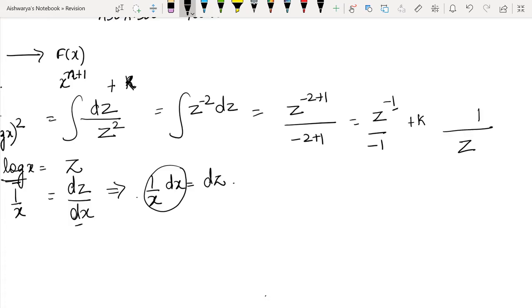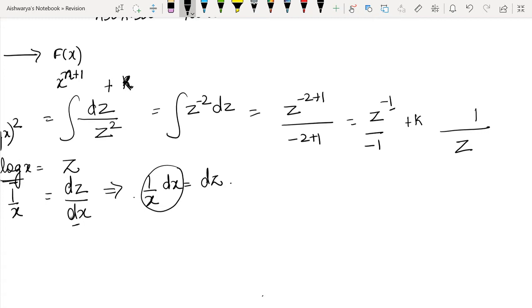We don't want a negative in the power, so we will bring it to the denominator. 1 by z, it will become positive, the power. This minus will however remain. Okay, plus k. What is z value? Finally, you substitute that. Minus 1 divided by 1 plus log x plus k. This is how we do integration by substitution. Okay.